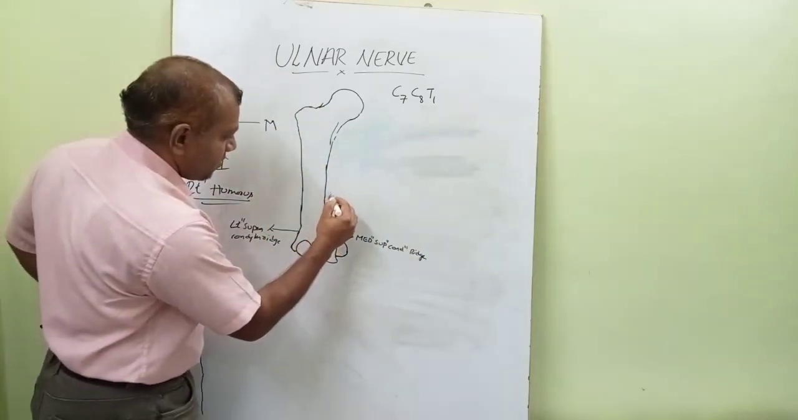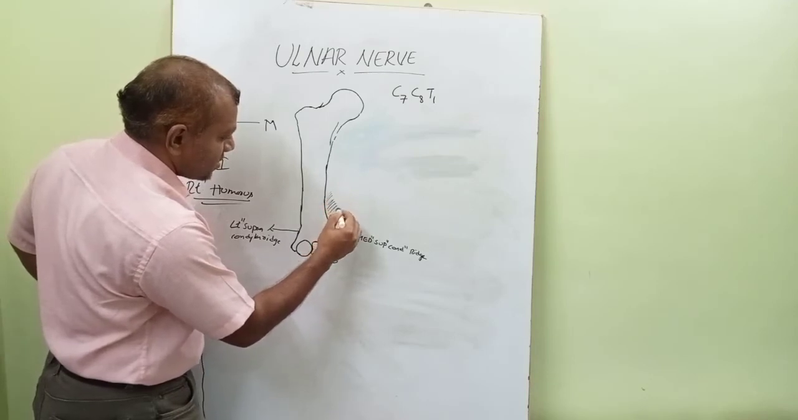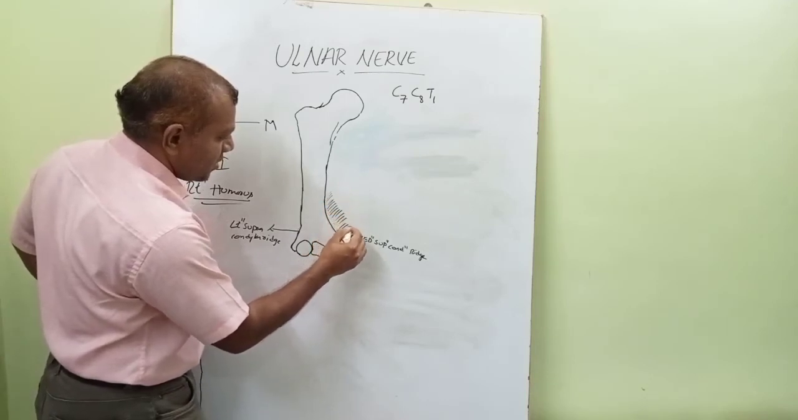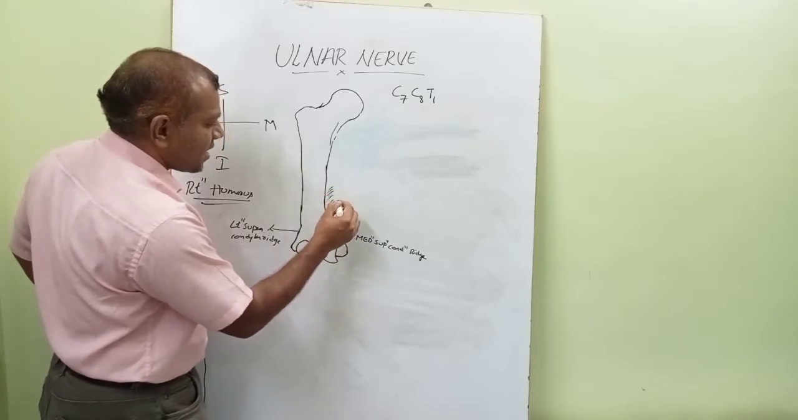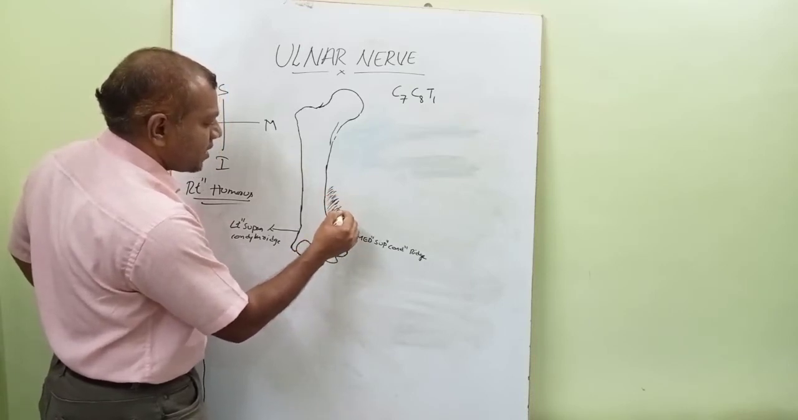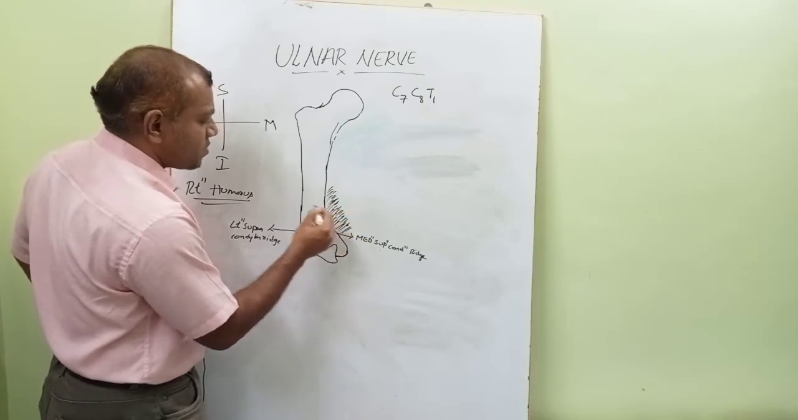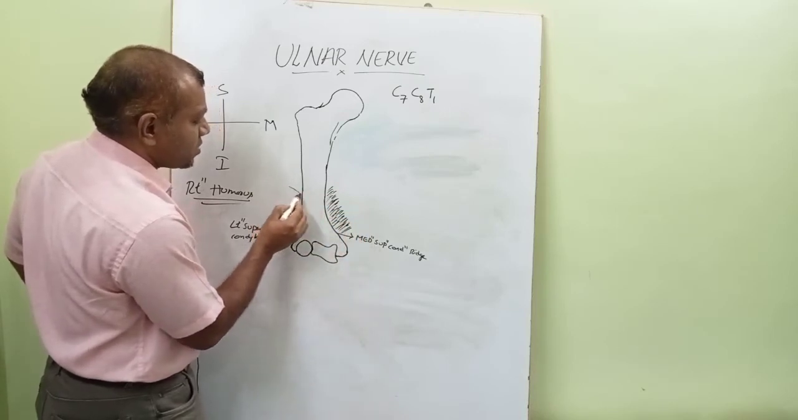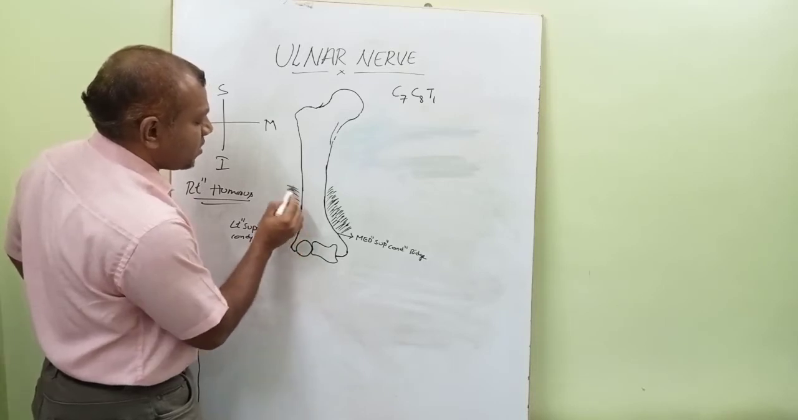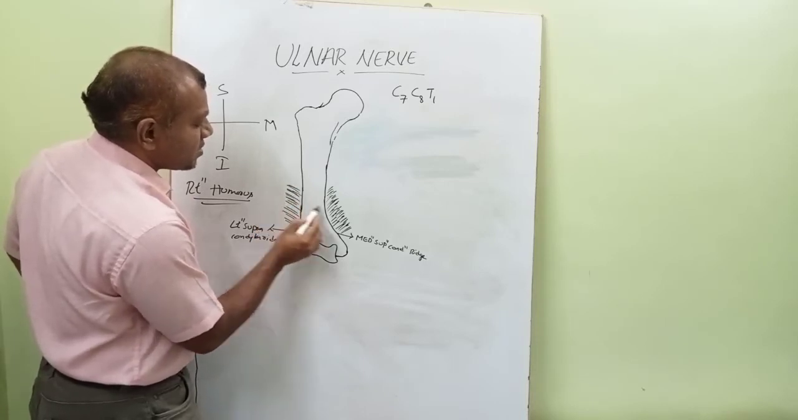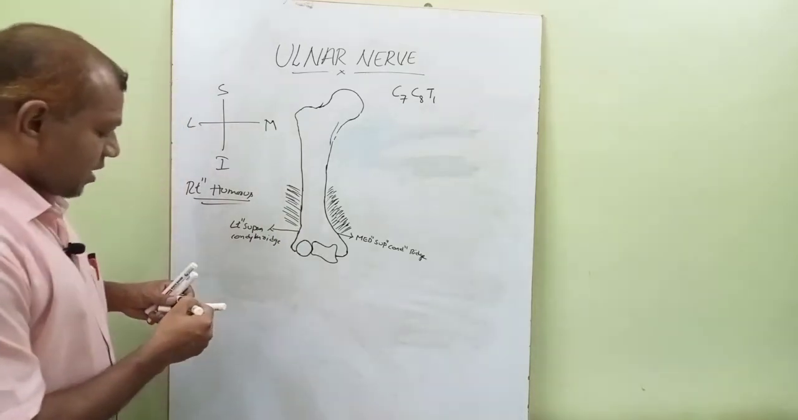So assume it is your medial intermuscular septa. Got it? This medial intermuscular septa separates the flexor compartment of the arm and the extensor compartment of the arm. The extensor compartment is present posteriorly, the flexor compartment is present anteriorly. So assume this is your lateral intermuscular septa and this is your medial intermuscular septa.